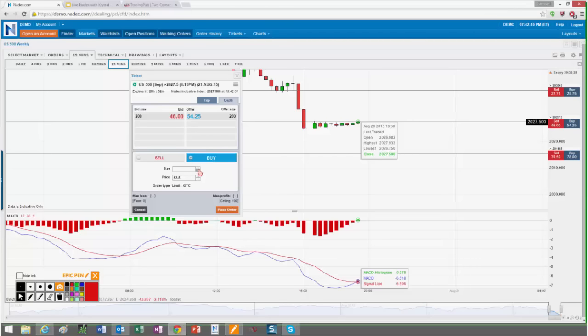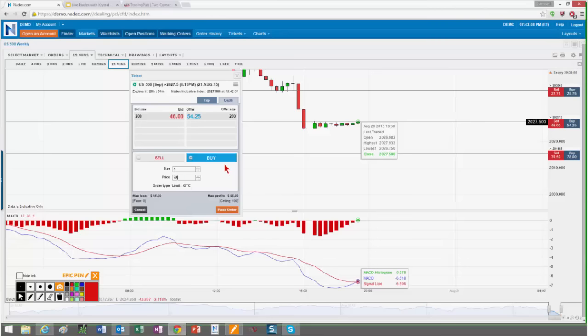2027.5. To sell it, the bid price is $46. The offer price is $54.25. So we decided we want to buy this, and we want to buy one contract at $54.25. And as soon as I click this, that's going to put me in the market.